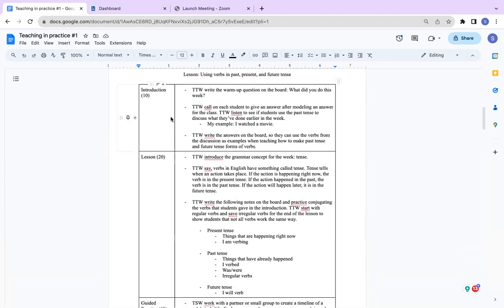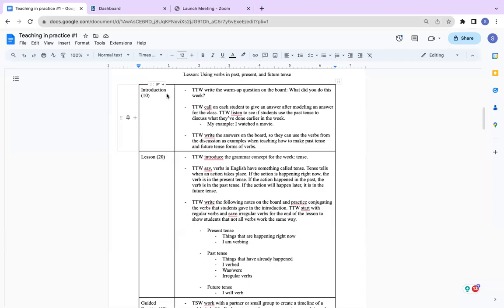To start, I always have a warm up and introduction on the board. We're just coming out of fall break, so my question might be, what did you do over fall break? As students are answering, I would keep a tally of all the verbs that they used on the board, in two separate lists, with one list being regular verbs and one being irregular verbs.